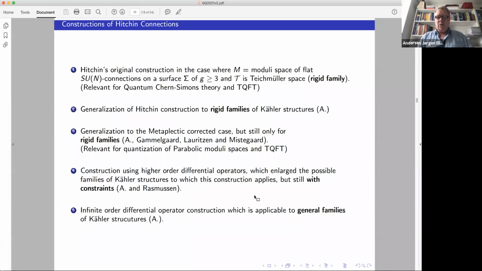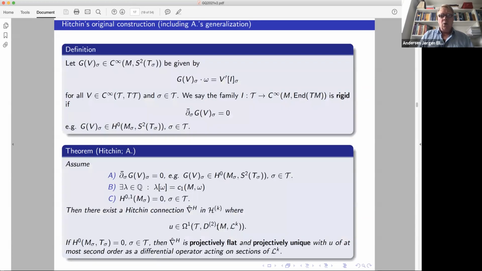And then the fourth generalization of this is that we have managed to construct higher order operators, which enlarges the possibility for which Kähler families we can apply this to, with a former student of Rasmussen, but there are still constraints. And so what I want to focus on today, as fast as I possibly can, is the infinite order differential operator constructions, which really apply to general families of Kähler structures with no assumptions, except for the subbundle assumption that I'm making. Okay, so let's just start.